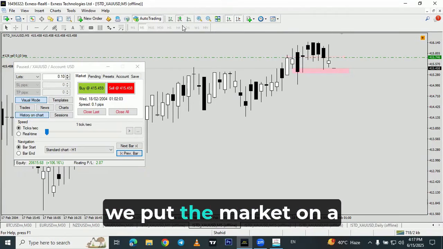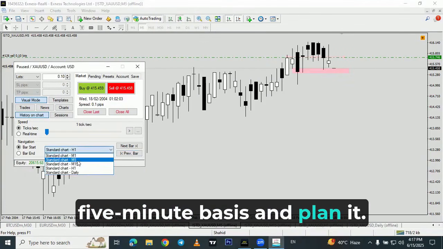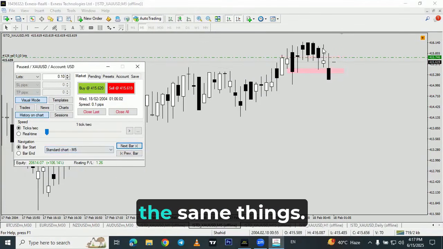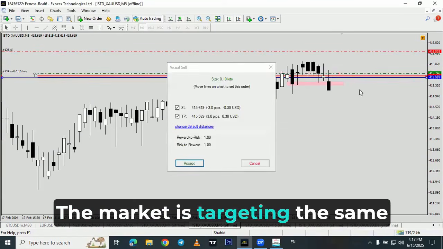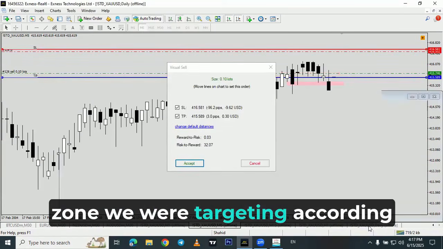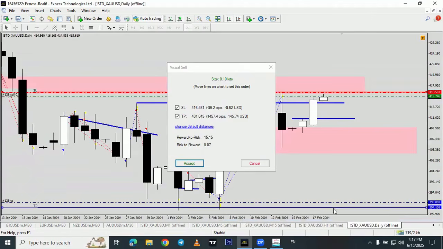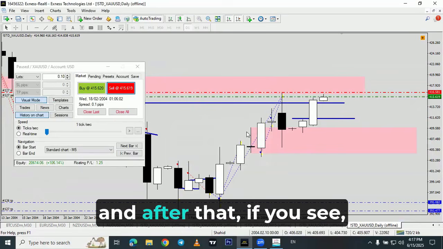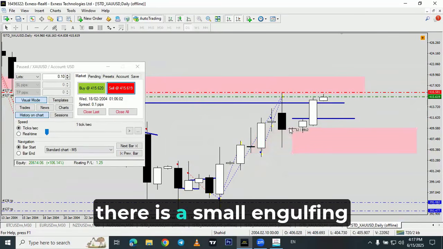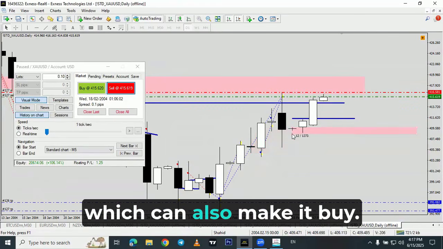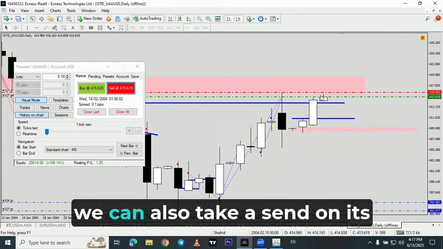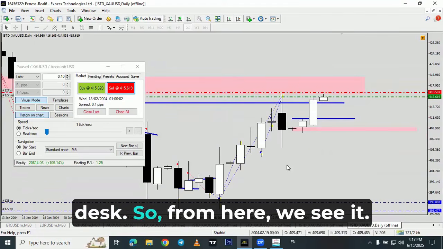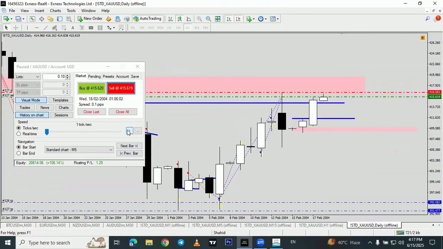And here we put the market on a 5-minute basis and plan it. The market has brought the same things. The market is targeting the same zone we were targeting according to the daily, because the market has engulfed. And after that, if you see, there is a small engulfing lying here which can also make it buy. If it doesn't buy, we can also take a sell on its desk. So from here we see it.